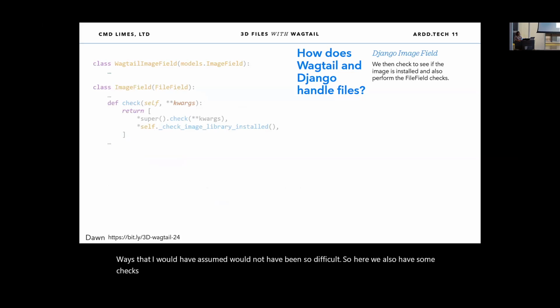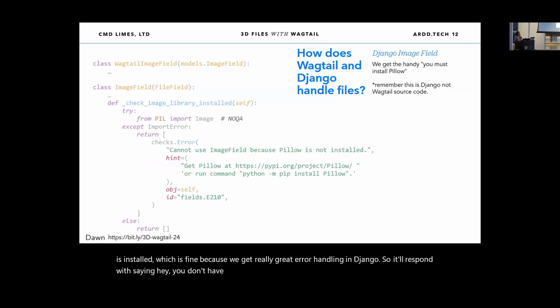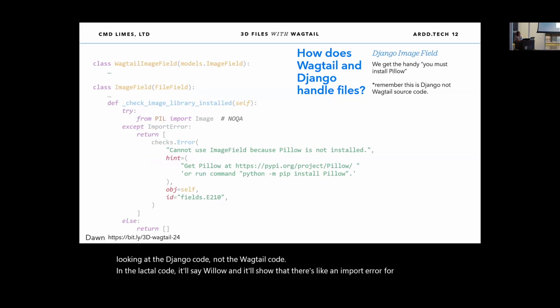So here we also have some checks. We are also using the parent class check, that is super.check with the keyword arguments from the FileField. And then we're also checking if that image library is installed, which is fun because we get really great error handling in Django. So it'll respond with saying, hey, you don't have, for example, Pillow installed. Reminder, we are looking at the Django code, not the Wagtail code. In the Wagtail code, it will say Willow, and it'll show that there's an import error for us.